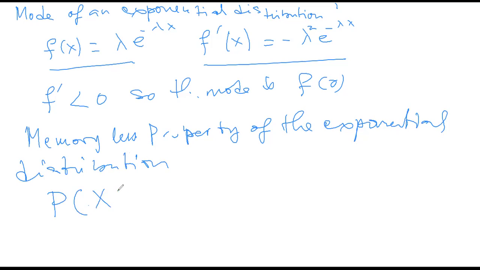The memoryless property says that the probability that X is greater than a plus b, given that X is greater than a, is just the same as the probability that X is greater than b.